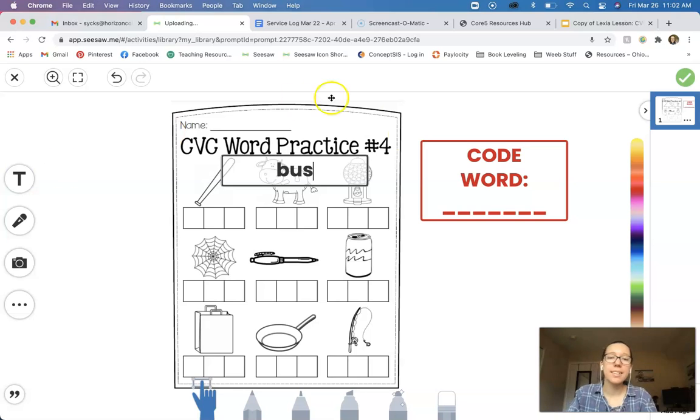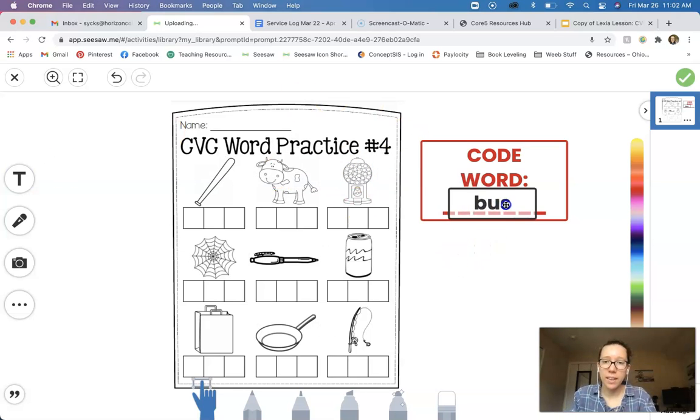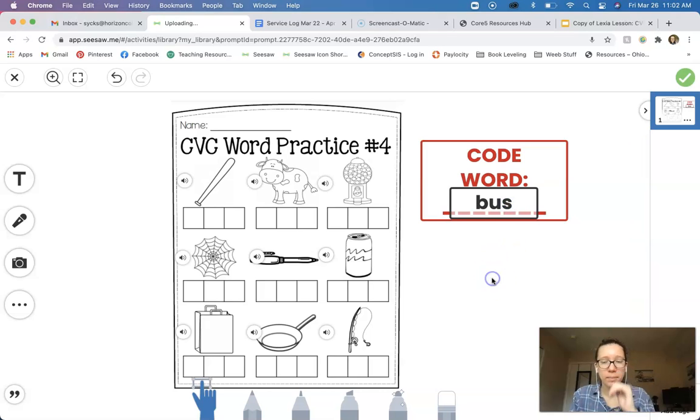The code word today is bus, B-U-S. So I'm going to use my text tool to write that and put it in my code word box. Then I'm going to come over here to my CVC word practice page. Just like we've done in the past, you can listen to each word and then write it underneath the picture. Our first word here looks like a bat, but I'm going to click on my little speaker to listen and make sure that I have the right word.